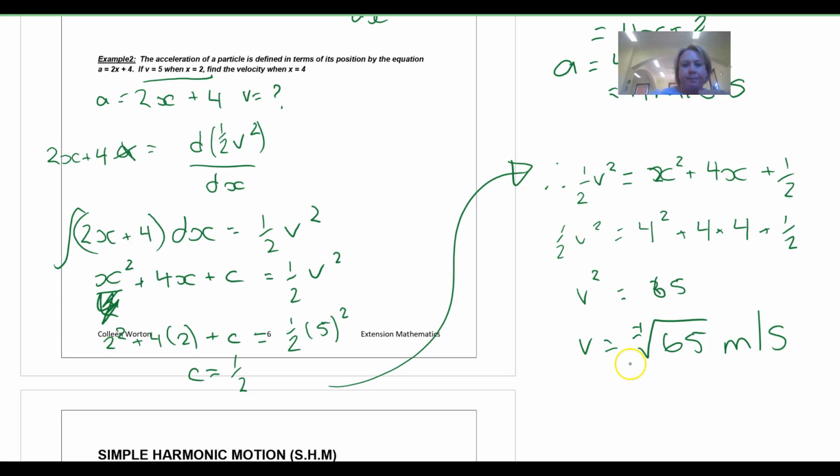meters per second. So it depends on what you're doing, what they give you in the formula. You really need to set it up like this to get your formula.